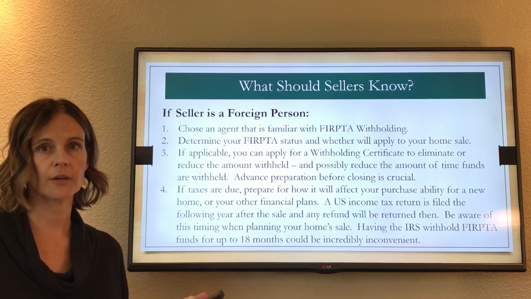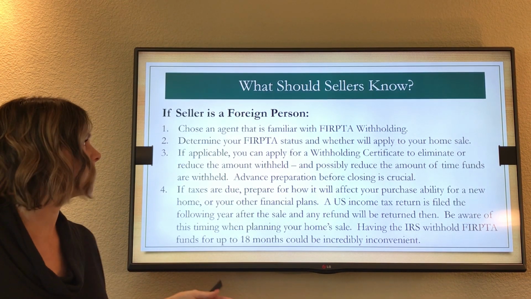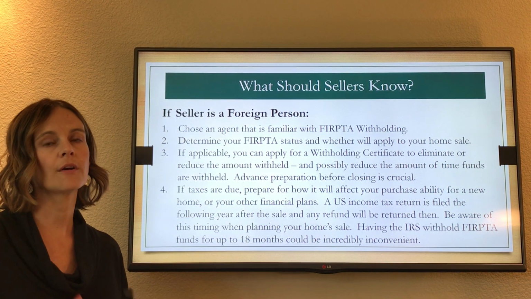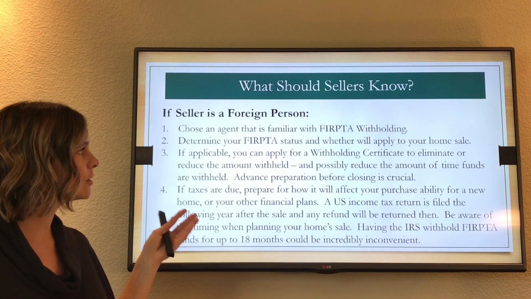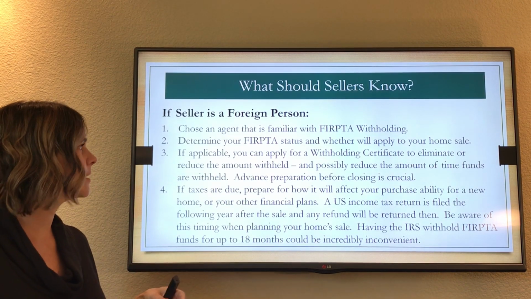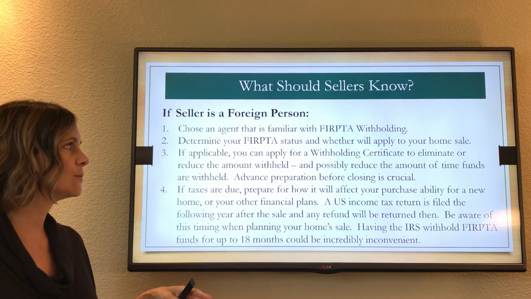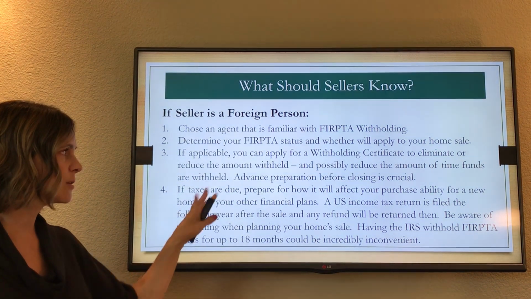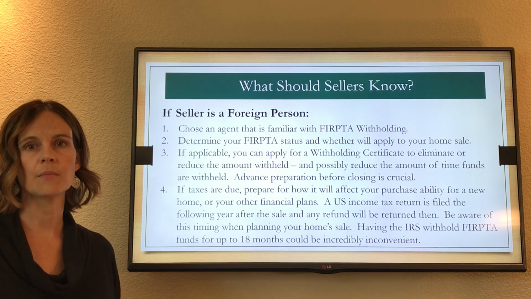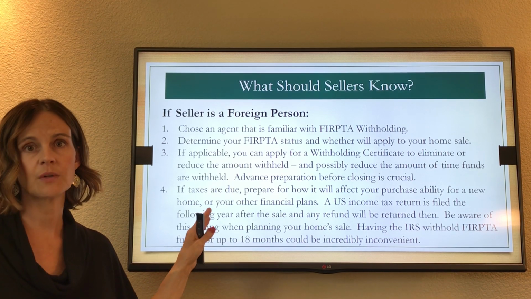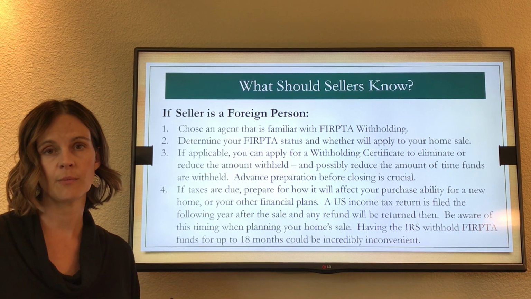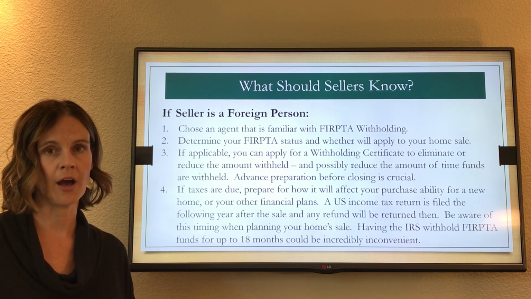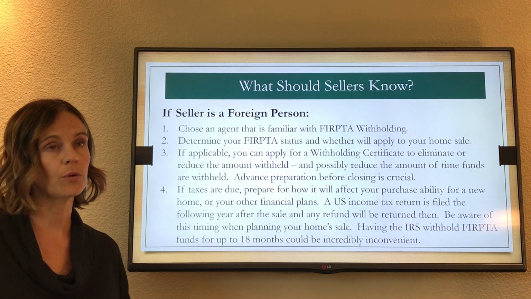You can also contact your accountant to find out what category you fall into. And then if applicable, and you think that you shouldn't have it withheld, or there are other reasons why the withholding should be less, you can apply for a withholding certificate, which can eliminate or reduce that amount. It can also reduce the amount of time that the IRS keeps those funds from you. And advanced preparation for this is crucial before closing, because the certificate would need to be in the closer's hands, so that settlement agent would need to have this before they can say whether they're going to hold it from you or not. Without this, they're going to automatically withhold it.